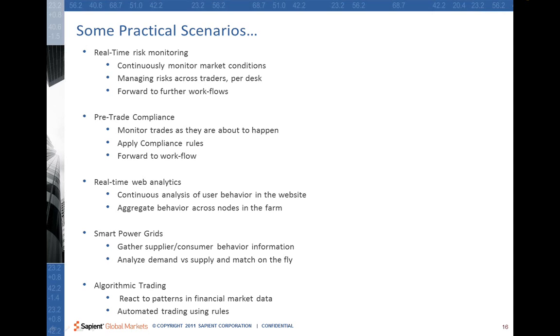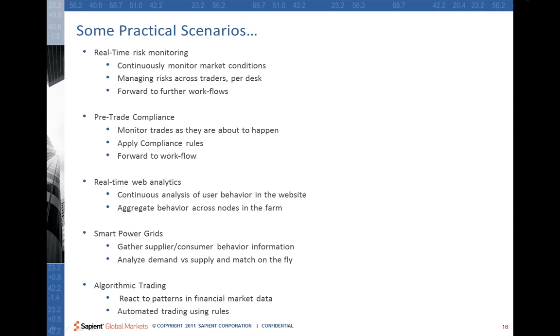So these are some of the scenarios where CEP is applied heavily. Real-time risk monitoring is one such example. CEP has long been used in financial markets. To understand the exposure to risk in real terms, firms continuously monitor market conditions and try to manage risks across traders and per desk. And as the risks are surfaced, with the patterns that are being employed, you could forward it to further workflows.